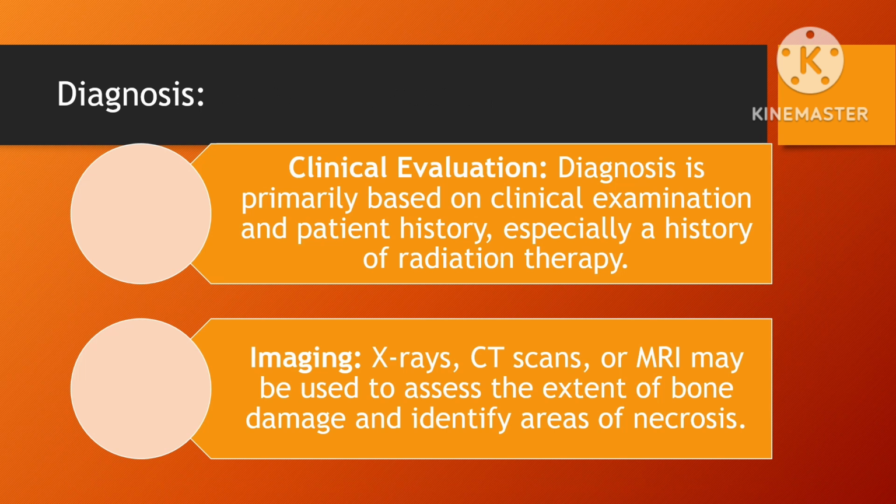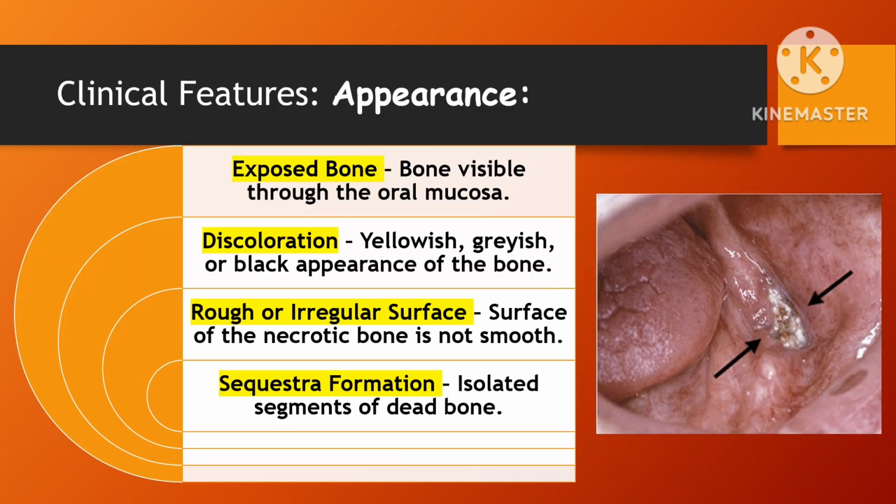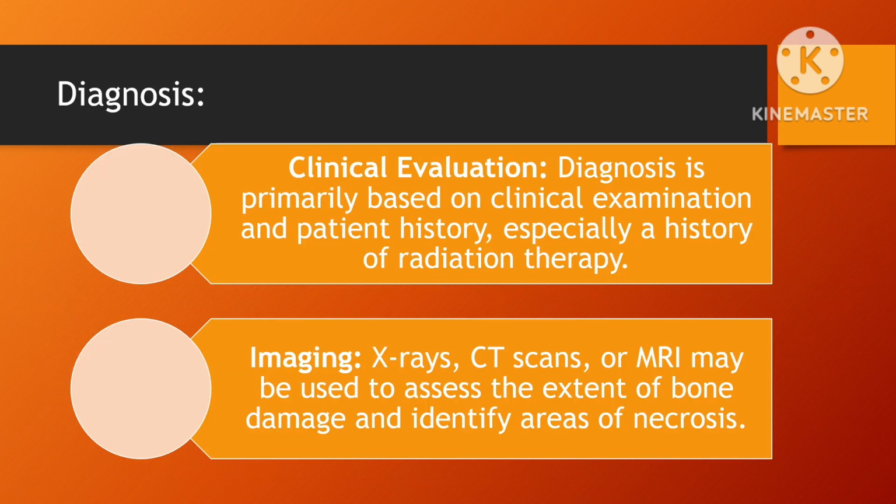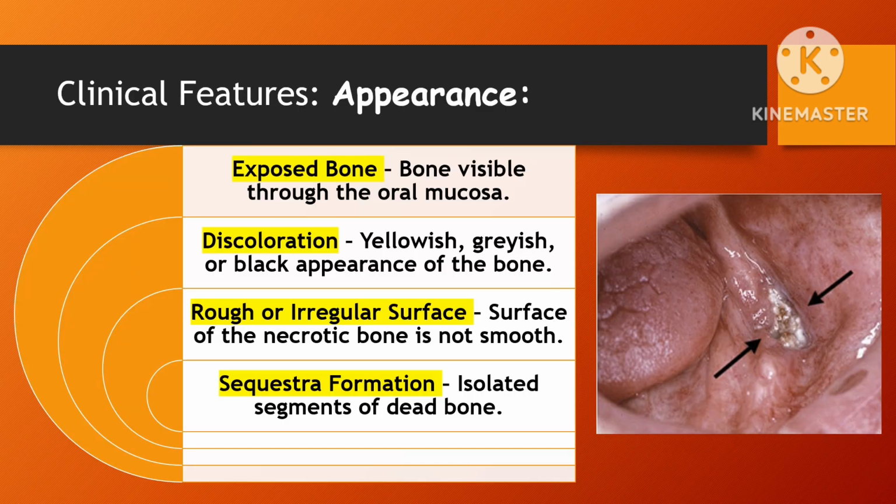Diagnosis is primarily based on clinical examination and patient history, especially a history of radiation therapy. Along with the clinical diagnosis, imaging such as X-ray, CT scans, or MRI may be used to assess the extent of bone damage and identify the areas of necrosis. One of the hallmark signs of osteoradionecrosis is the presence of exposed necrotic bone, which is visible through the oral mucosa or skin.